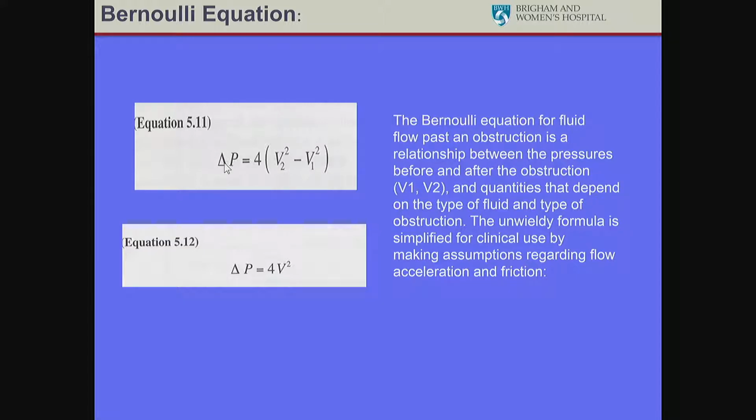The change in pressure is equal to 4 times V2 squared minus V1 squared. And if V1 squared is very small, you can further simplify this equation to the change in pressure gradient is equal to 4 times V squared, where V is the velocity of blood flow in meters per second.